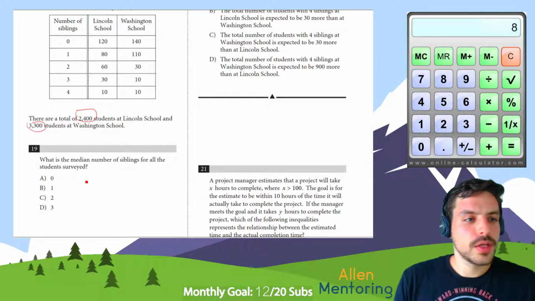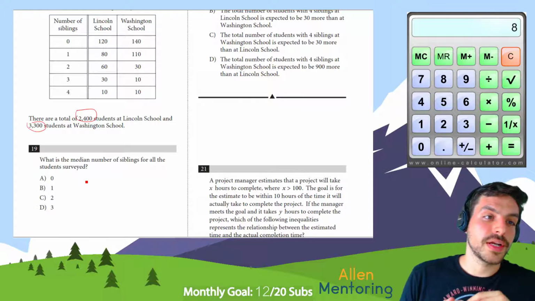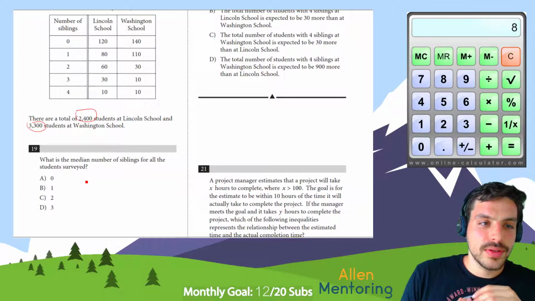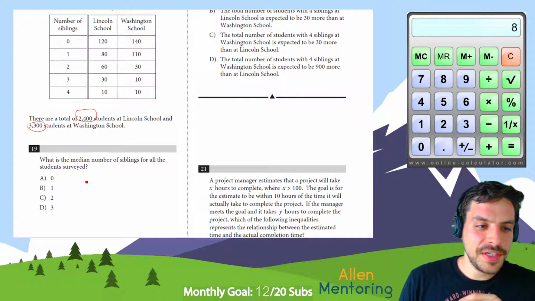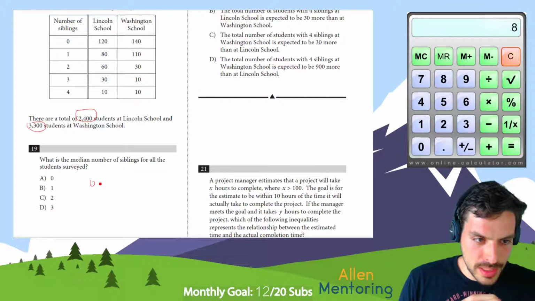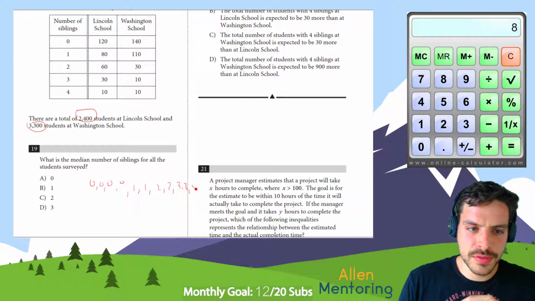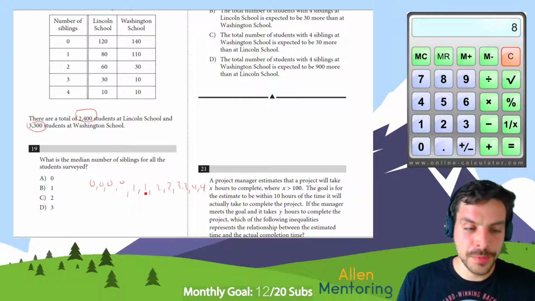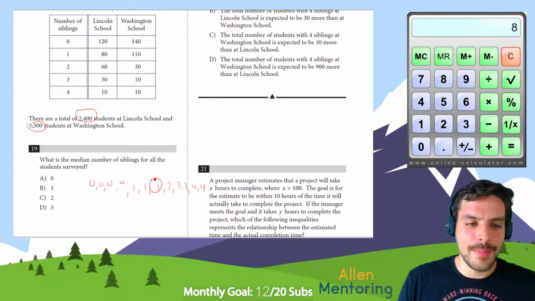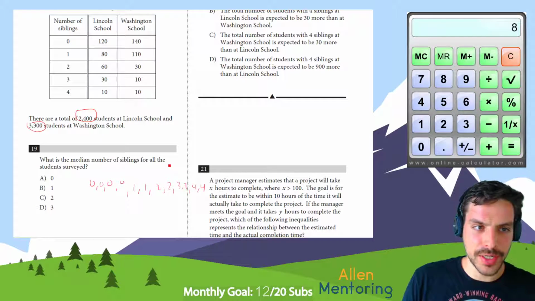So number 19, what is the median number of siblings for all the students surveyed? Wow, let's think about this, right? We need to find all of these numbers. Imagine there are a bunch of zeros that people answered, then a bunch of 1s, then a bunch of 2s, and so forth, 3s, 4s. There are a lot; I just wrote a few. We need to find out what that middle number is. How are we going to figure out what that middle number is?